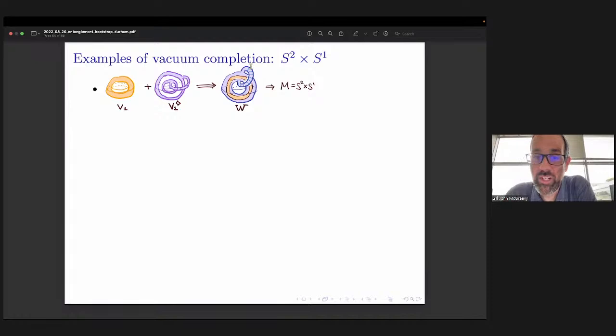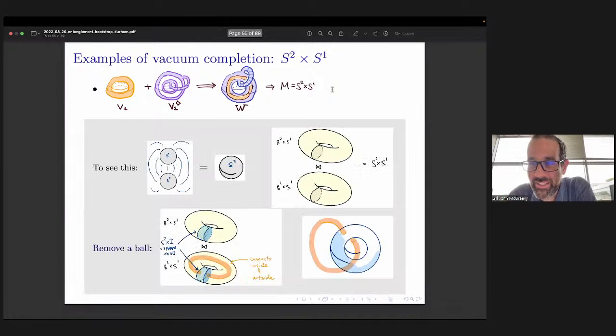I claim that you get a manifold which is S2 times S1 minus a ball. So this thing has a single boundary, which is a sphere. And if you fill in that boundary, you get S2 times S1. So that's maybe not so obvious. And I've devoted the rest of the slide to trying to illustrate that with pictures. So let me try. It's in a gray box. The whole thing in the gray box is just to show that this is true.